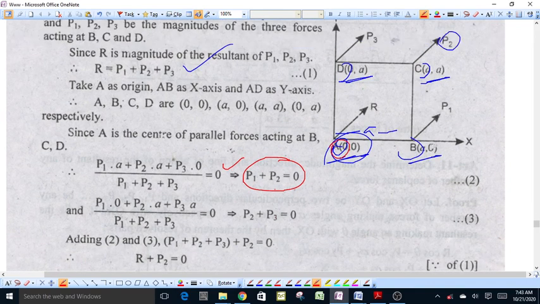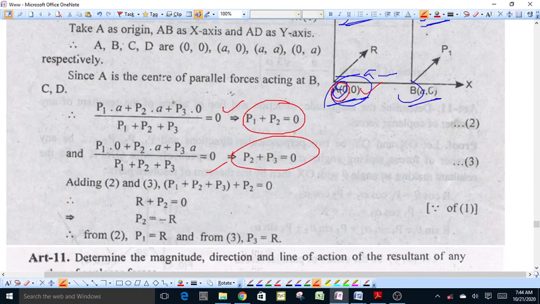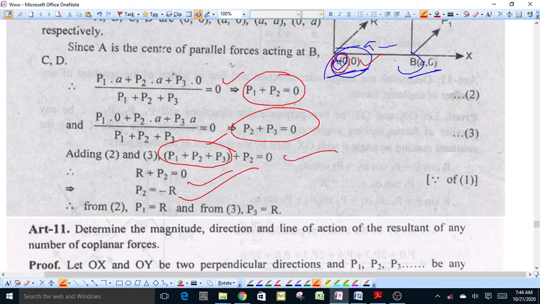Again, the y coordinate of the resultant is also equal to 0, therefore P1 into 0 plus P2 into 0 plus P3 into a upon P1 plus P2 plus P3 is equal to 0. From this P2 plus P3 comes out to be 0. Now adding these two equations, we get P1 plus P2 plus P3 plus P2 is equal to 0. Again, this P1 plus P2 plus P3 is equal to R, that is R plus P2 is equal to 0, then P2 comes out to be minus R, and also putting in equation 2, P1 comes out to be R and P3 comes out to be R.